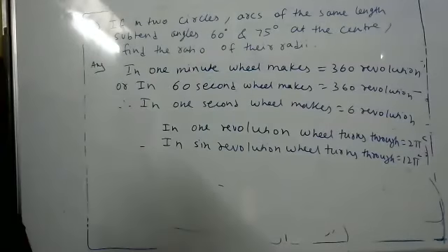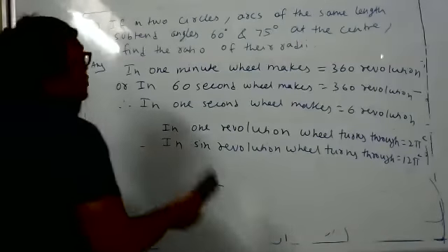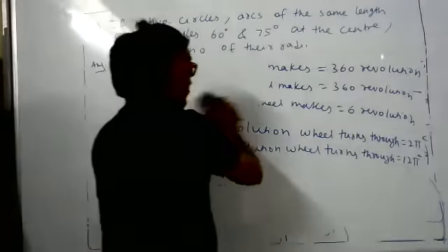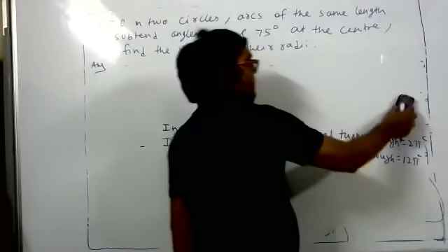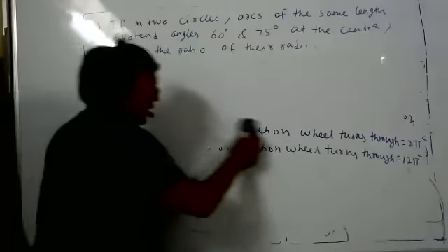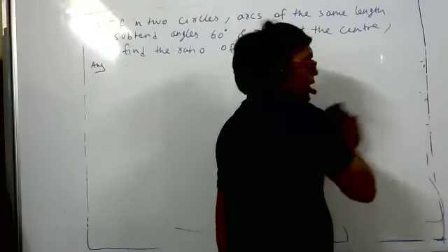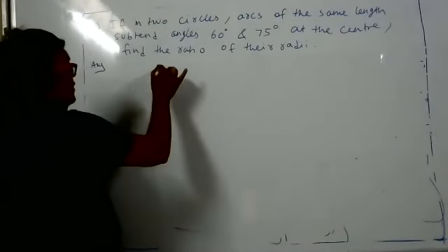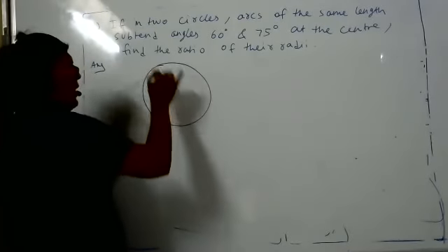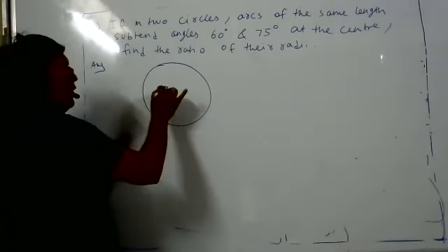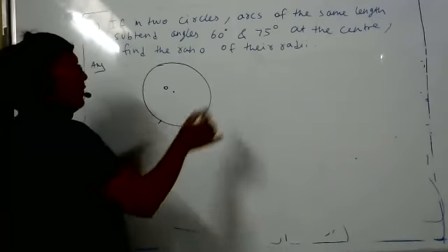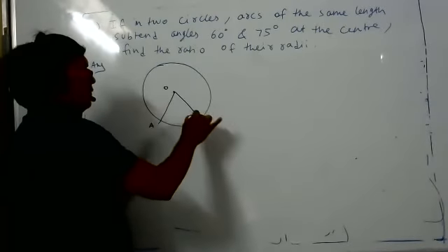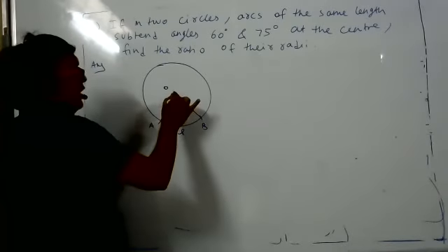2 circles are there, and in them there are 2 arcs. Arcs are of the same length, but those arcs subtend different angles at the center. By this information, we have to find the ratio of their radii. Again, very basic thing. We can find the ratio only when we know the radii, so first we will find the radii. This is the first circle, and this is the center. The arc is AB. How much angle is it subtending at the center? 60 degrees.